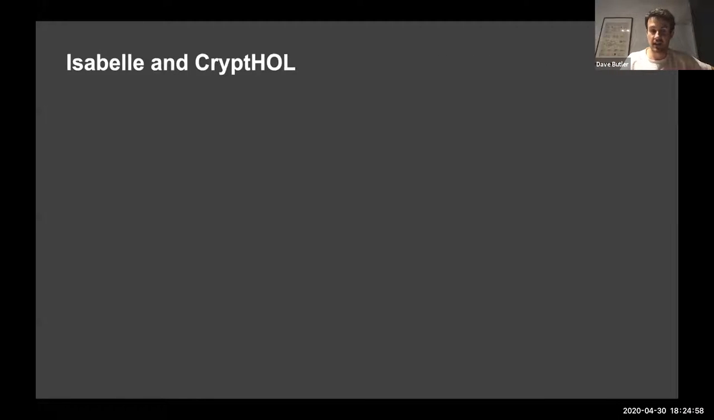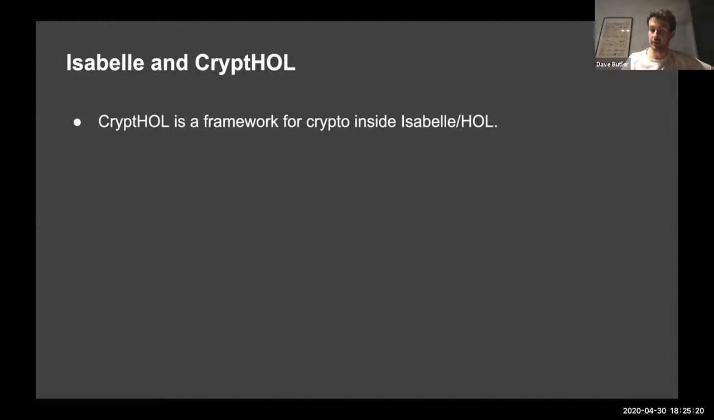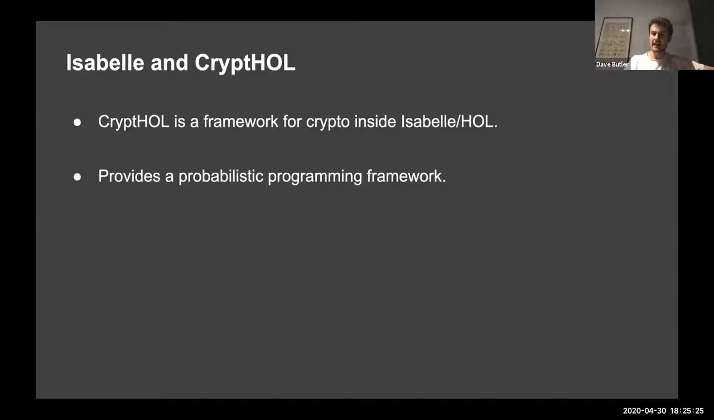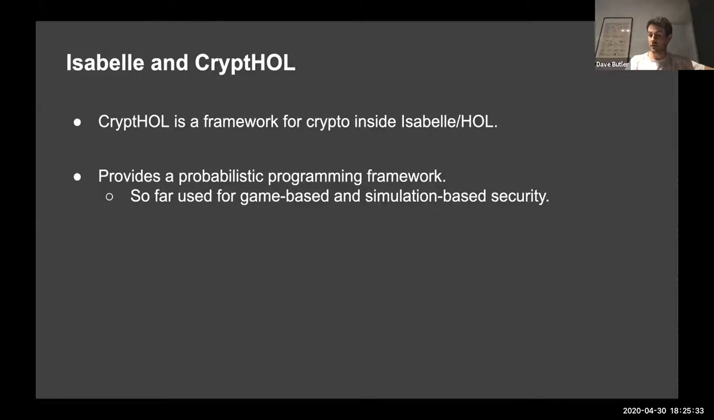So to start with, we need to just quickly introduce Isabelle and CryptHOL, the sort of notation. Isabelle is a very well-developed theorem prover. It is one of the more traditional, one of the oldest ones that is currently in use, famously used for the formal proof of the Kepler conjecture, which is probably its highlight in terms of mathematics, at least. And CryptHOL is embedded in this theorem prover, and it's a framework for reasoning about cryptography. In particular, it provides us with a probabilistic programming framework. And this framework has been shown to be successful for looking at game-based proofs or simulation-based proofs.